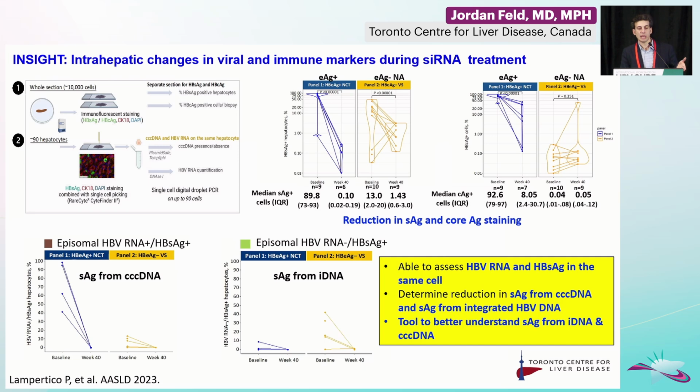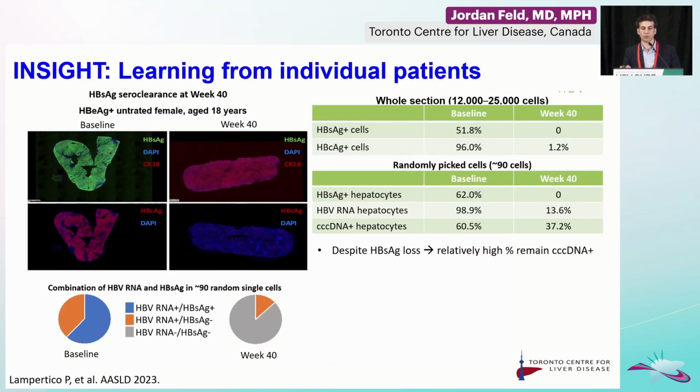So they did a nice evaluation of surface antigen from cccDNA, which they interpreted to be in a cell that's HBV RNA positive and surface antigen positive, compared to one that's HBV RNA negative, but still surface antigen positive, suggesting that the pregenomic RNA is not there and the surface antigen is coming off integrated DNA. And what you see here is that the siRNA is active in both groups, and that I think is important, but it also gives us a tool to better understand this question that was brought up in the last session about integrated versus cccDNA as a source of surface antigen.